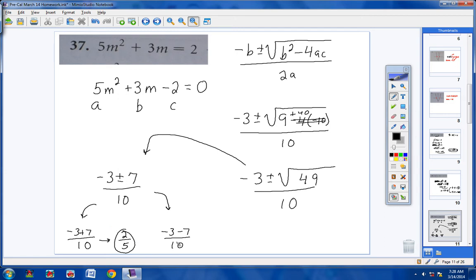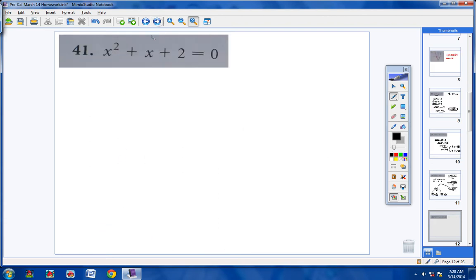Now, the next answer, negative 3 and negative 7 up top, would simplify to a negative 10. So you really have a negative 10 over a negative 10 over a positive 10, which would give you a negative 1 if you simplified it. So there's your two answers. The quadratic formula is pretty simple to use.